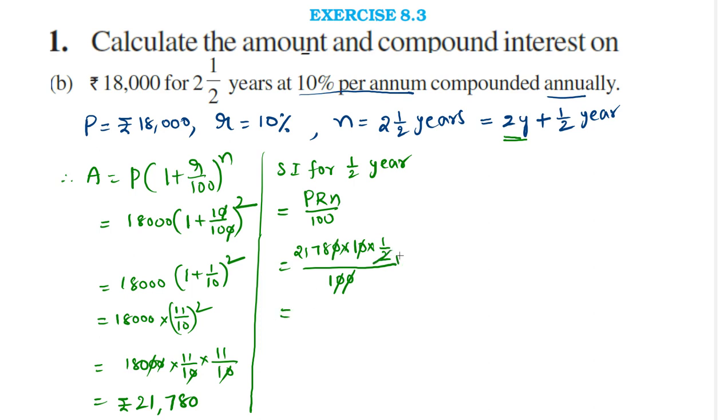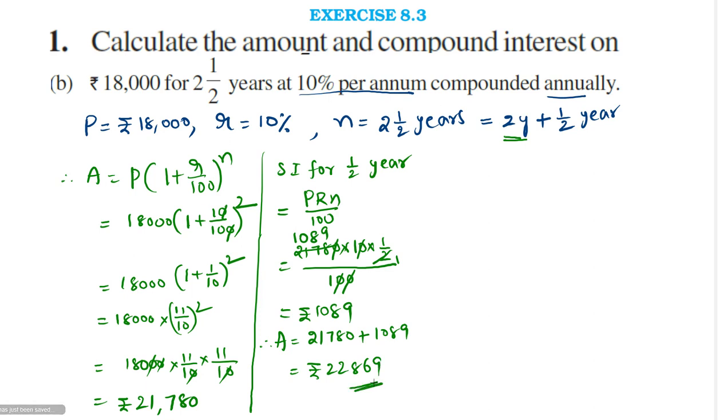This is equal to 2 times 1. We can cancel 2 times 1, 0. Then 17 means 2 times 8 is 16, then 9. This is equal to rupees 1089. This is the simple interest for the last 1/2 year. So therefore, total amount A equals principal amount 21,780 plus interest 1089. If we add these two, we will get 22,869. This is the total amount to be paid after 2.5 years.